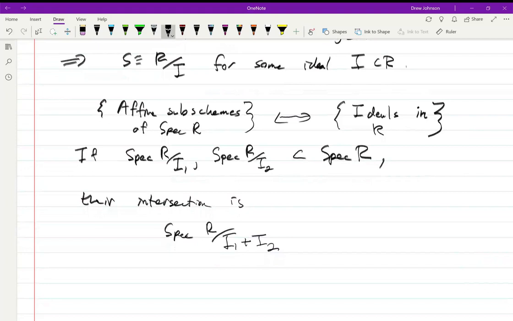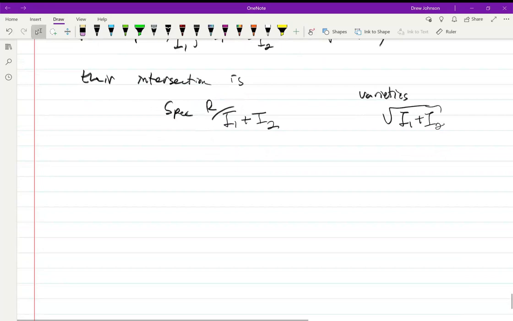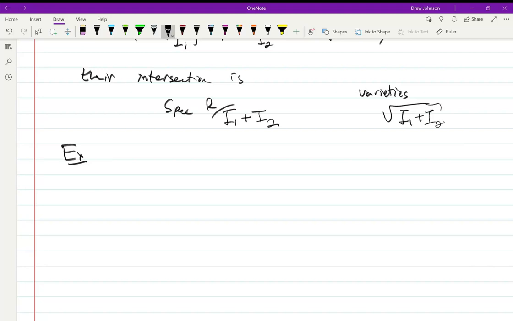So for varieties, we had to take the radical of the ideal because we just wanted to take this kind of set theoretic intersection. In this case, we're just going to not worry about that, and we'll let the nilpotent elements be there if they want to. So here's an example where that might be useful. Let's take R to be K[x1, x2]. So that means I'm thinking of spec R as the affine plane, A2.